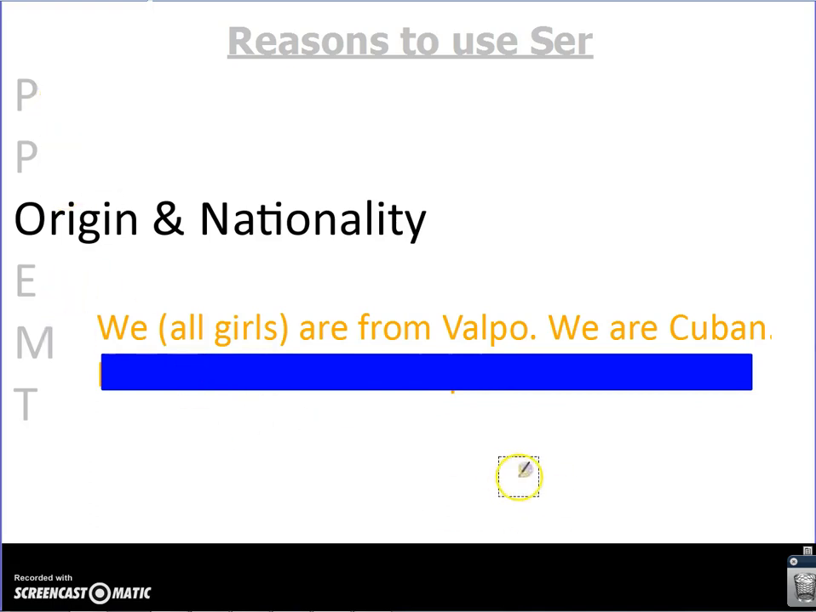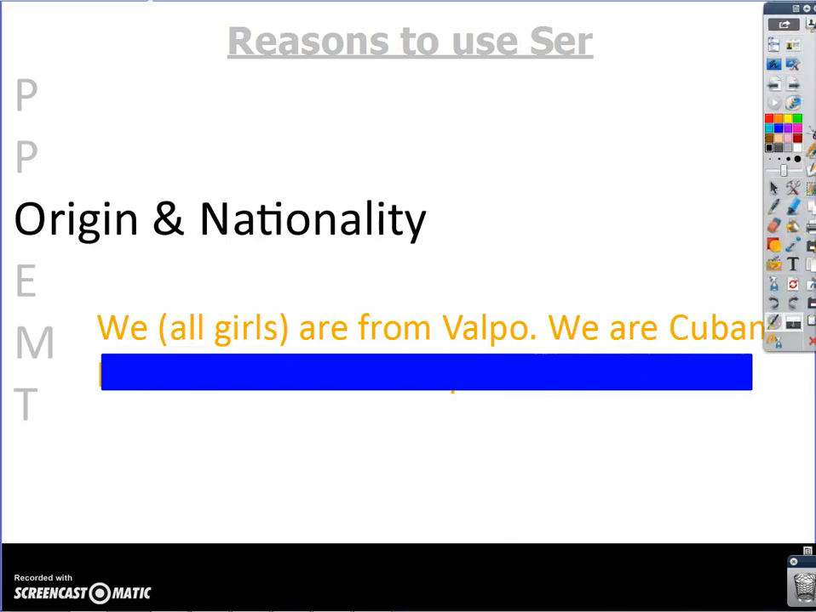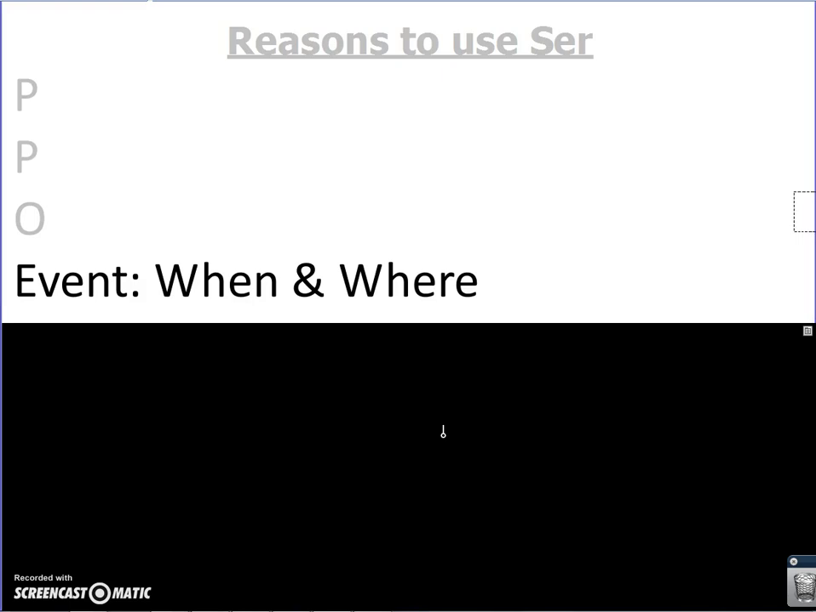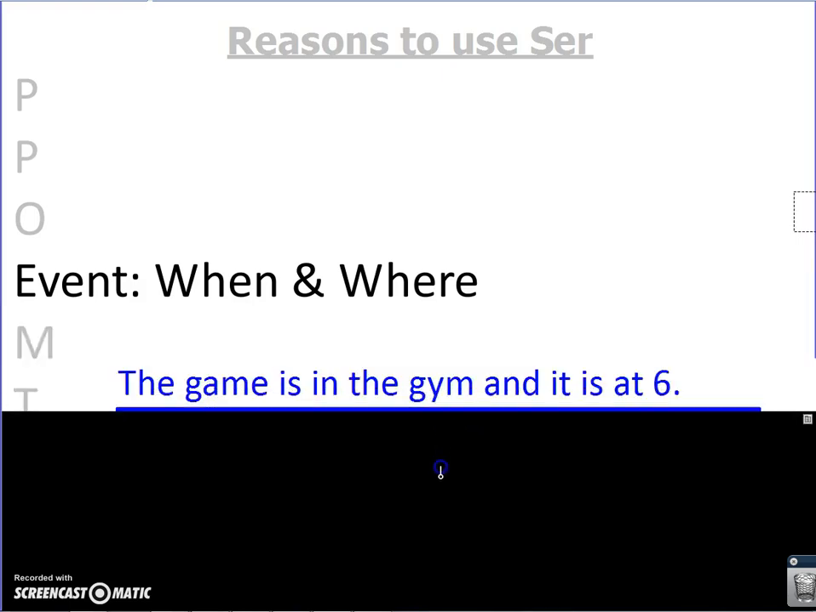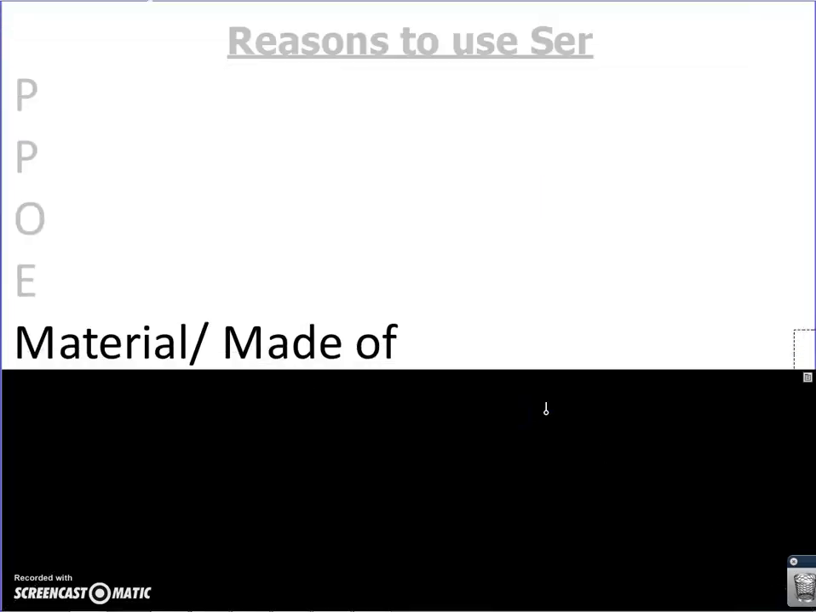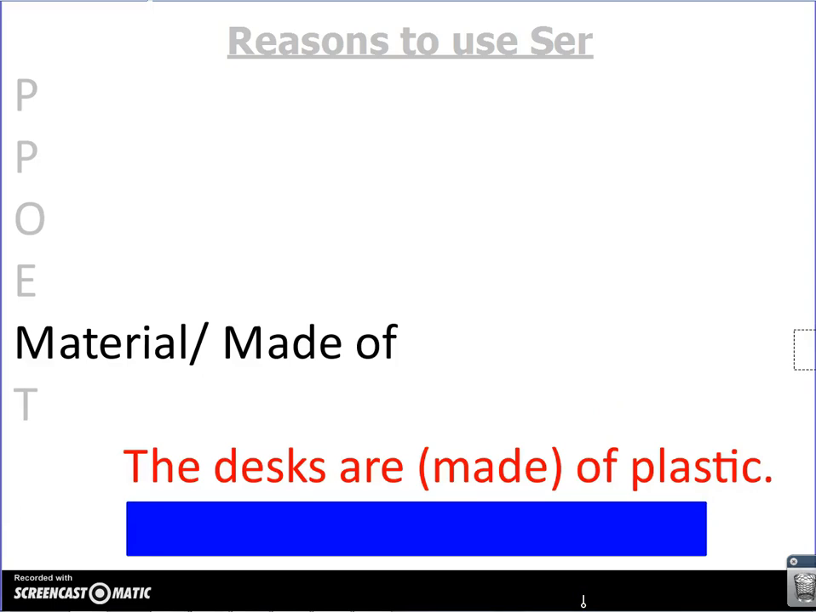Moving on with poem with 2 P's and a T, we need to know what the E stands for. Well, the E stands for an event. When and where. And our example sentence to discuss that is, the game is in the gym and it is at 6. So skip a line after that, and we're moving right along to find out what the M in poem with 2 P's and a T is for. The M is for discussing material or what something is made of. Like in this example sentence, the desks are of plastic, or the desks are made of plastic.